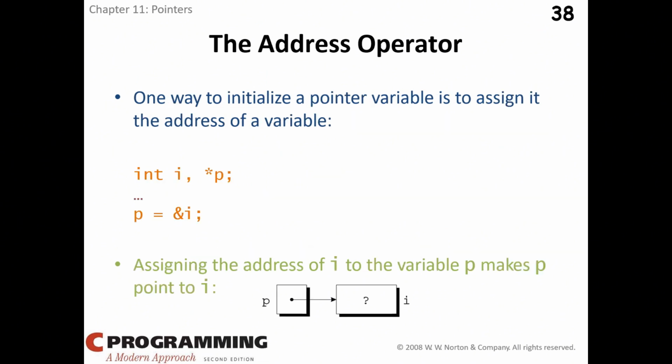To initialize a pointer variable in C, one common approach is to assign it the memory address of a specific variable. For instance, here in this code snippet, we have declared an integer variable i and a pointer variable p.